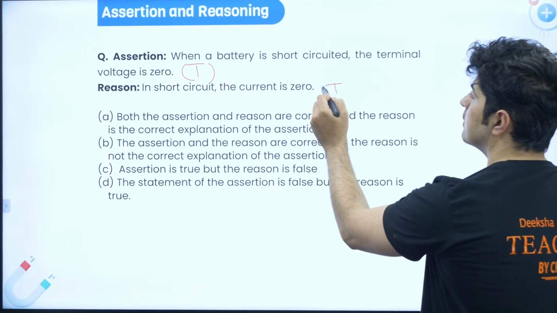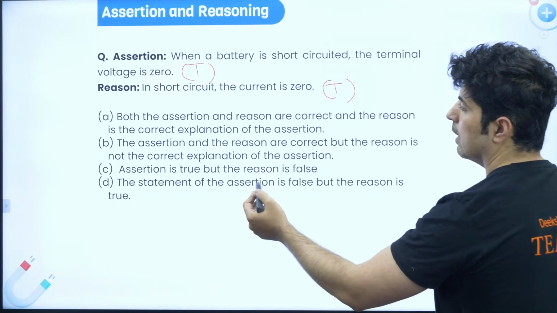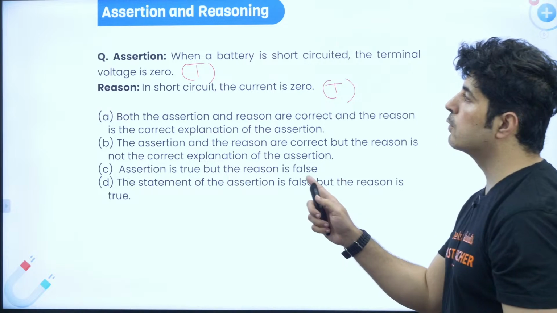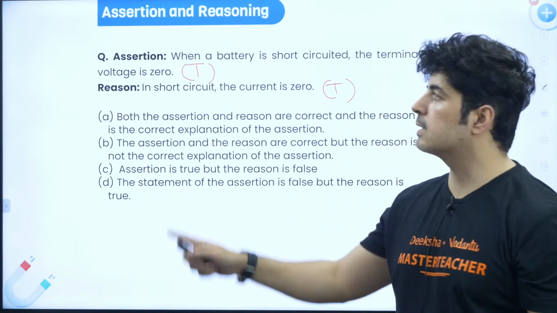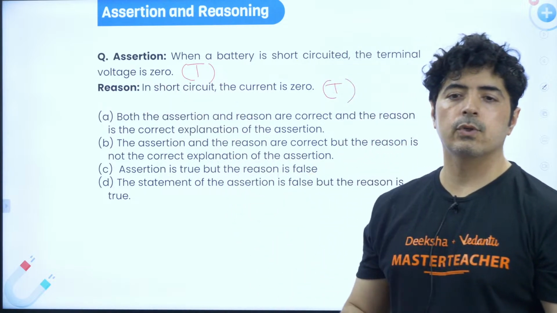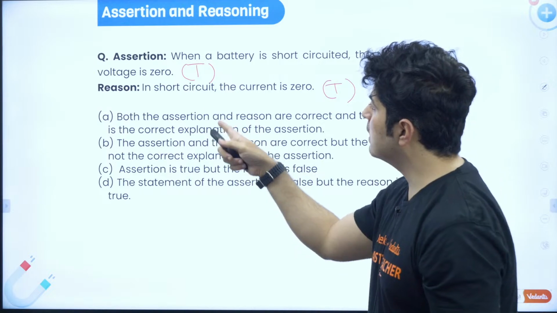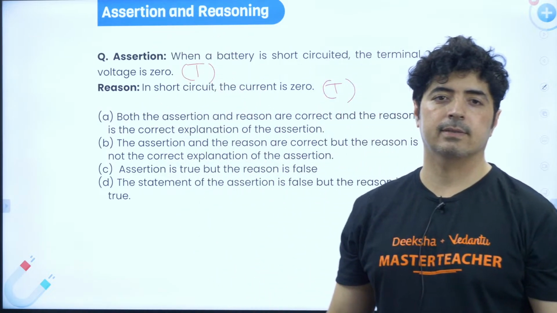This is also true. Now both of them are true. So I can say either answer can be A or B. Now we just need to see, is the reason good enough for the assertion or not? This is the assertion, this is the reason. So you need to understand, even after knowing both of them are correct, you need to see, is the reason able to explain the assertion or not?